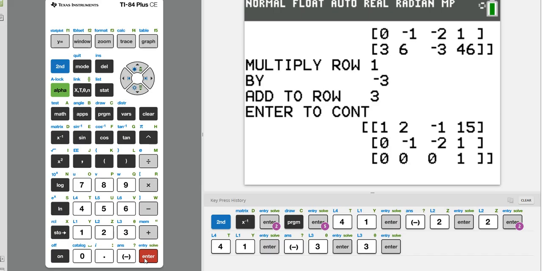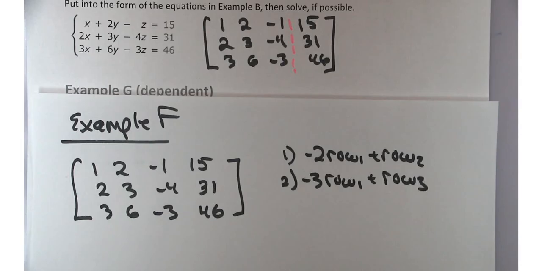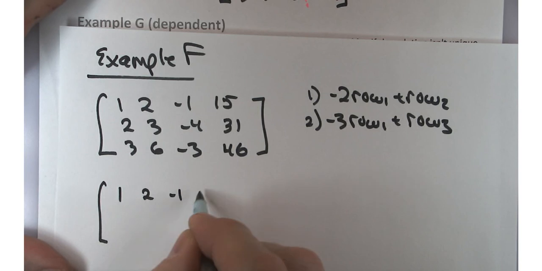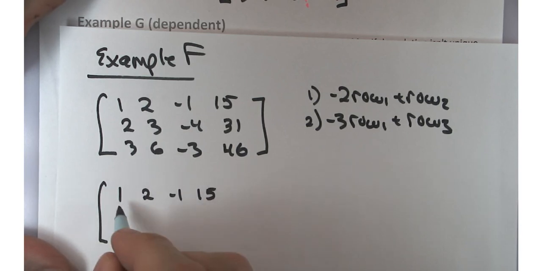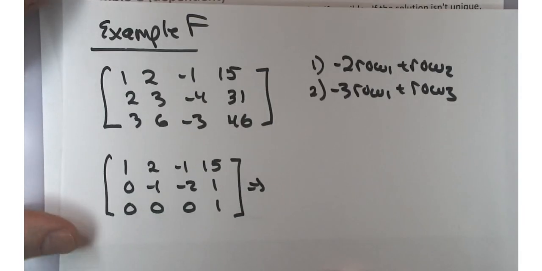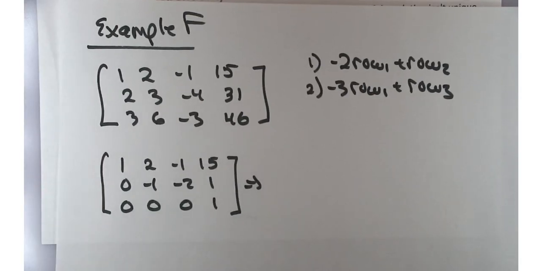Well, that's kind of interesting. Well, we succeeded in getting some zeros here, right? So let's copy down this matrix then. What matrix does that tell us? Well, let's see. We've got the 1, 2, negative 1, 15, 0, negative 1, negative 2, 1, and then 0, 0, 0, 1. So we did our couple quick commands, and then we got that. You don't have to show me all the intermediate matrices, just write me down your commands, that's fine.